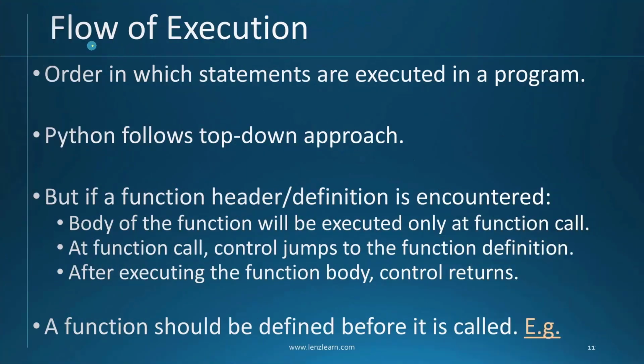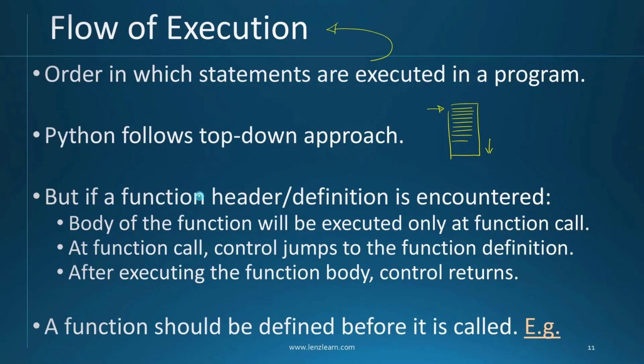Now next we are going to study the flow of execution inside a Python program when we have functions. The order in which the statements are executed in a program is called the flow of execution. Python by default follows a top-down approach, which means that if we have a Python file, the execution will always start at the top, right? Then it goes down line by line until your program finishes. But if you have a function inside your program, then the flow of execution is going to be different. So that is what we are going to see now.